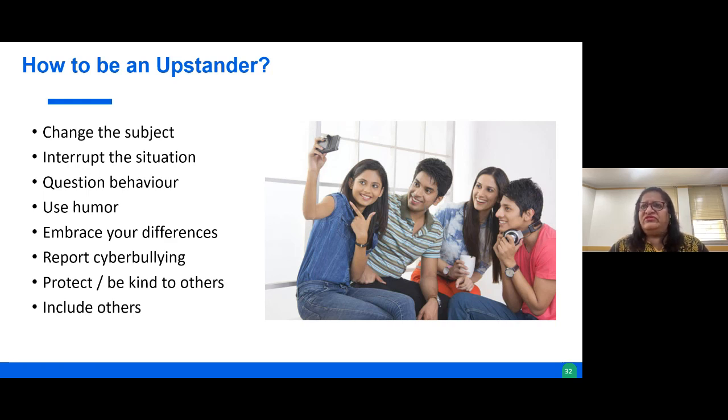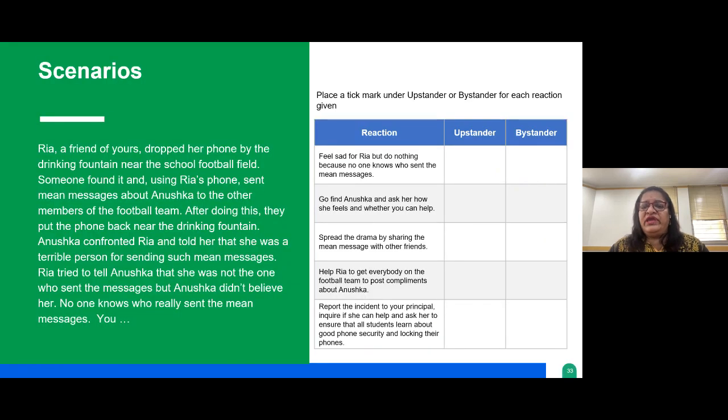Then there is embracing the differences. Sometimes bullying happens because of the diversity around students, children, or people of other age groups who belong to different countries, geographical locations, race, or gender particularly. Then it becomes something that gets out of hand and can affect the mental or physical health of a person. It's very important to report cyberbullying. We will talk about cyberbullying and how you can report it in a few coming slides. Most importantly, we have to be empathetic. We cannot be not empathetic and not involve others.